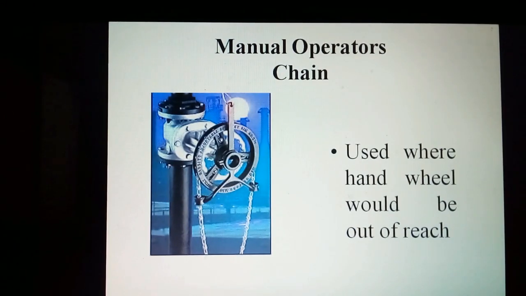Chain is used where a hand wheel would be out of reach. The stem is fitted with a chain wheel or wrench for every operated valve, and the loop of the chain is brought within 1 meter of working floor level.